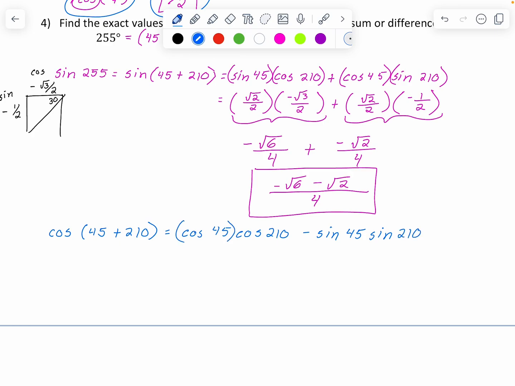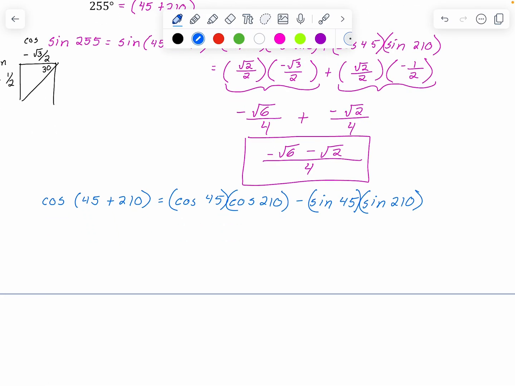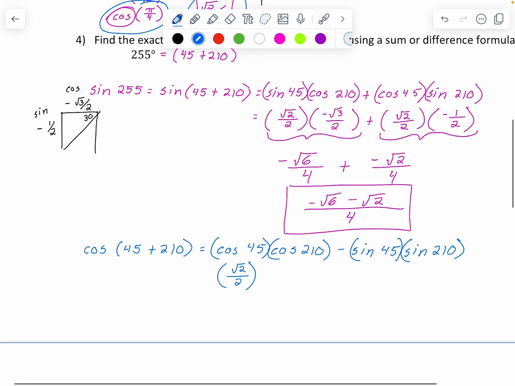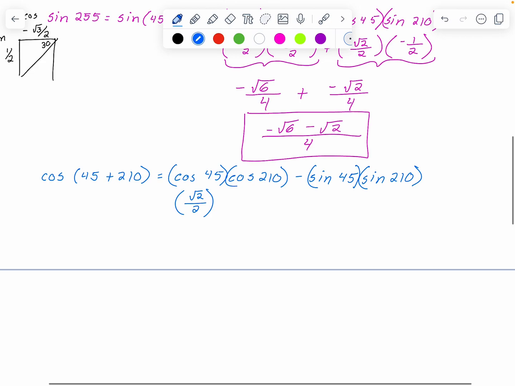So remember, this will be a fraction, this will be a fraction, this will be a fraction, and this will be a fraction. So we're using the same values, just in a different order and a different sign in between. So cosine 45 we know is going to be square root of 2 over 2. Cosine of 210, according to our triangle up here, is negative square root of 3 over 2.